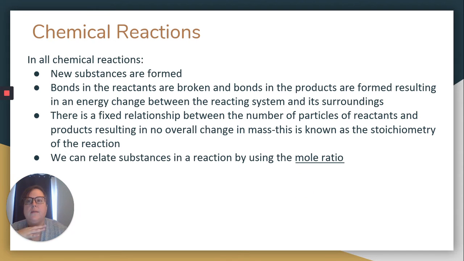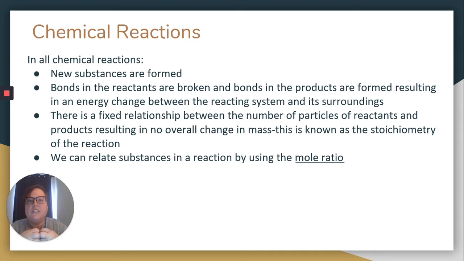So what we're going to talk about today is just stoichiometry. Make sure that you remember that when a chemical reaction takes place, you're forming new substances. So what's happening is we're breaking the bonds of the reactants and then putting them back together, forming bonds on the product side. And there's an energy change that happens. We'll talk more specifically about that energy change in our thermodynamics unit.